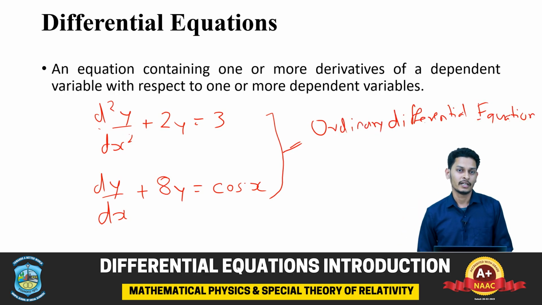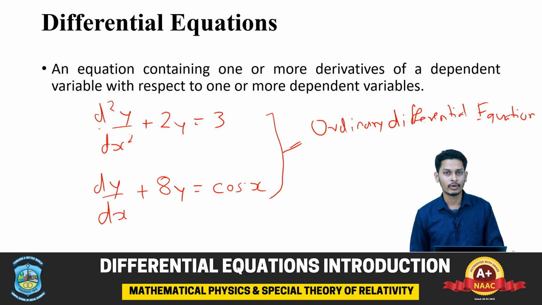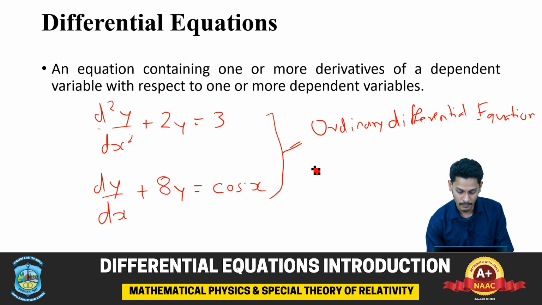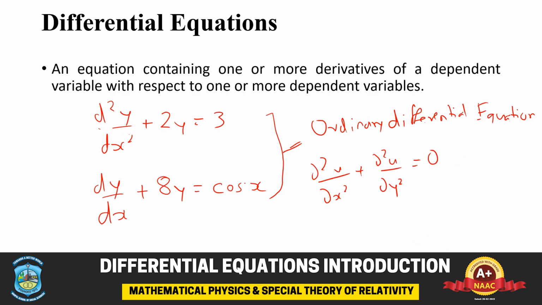But in physics, it is not compulsory that any quantity is depending on only one variable. There might be more than one factor on which a quantity may be depending. So, those equations in which our variable is depending on more than one variable are known as partial differential equations. For example, in this example, u is depending upon x and y. So, here are two variables, x and y, on which u is depending. This kind of equation is known as a partial differential equation.